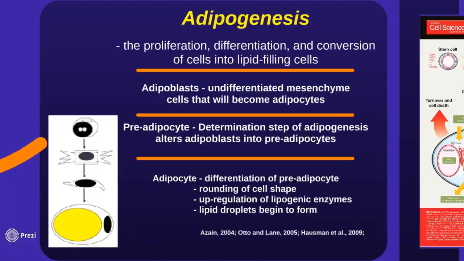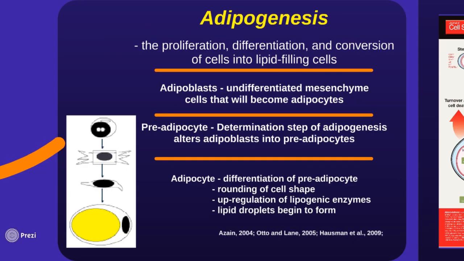As we can see at the top of the screen here, adipogenesis is the proliferation, differentiation, and conversion of cells into lipid-filling cells, or the creation of fat cells. Fat is going to come from the same part of the zygote or neonate that muscle and bone come from, and that's the mesoderm, as you remember. So mesenchymal stem cells are going to make that decision. Rather than becoming osteoblasts or anything like that, they're going to travel down the adipoblast route, becoming undifferentiated mesenchyme cells that will eventually result in adipocytes, or fat cells.